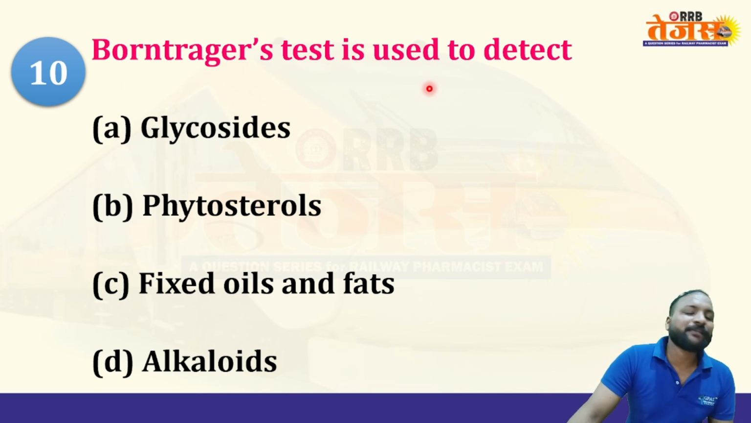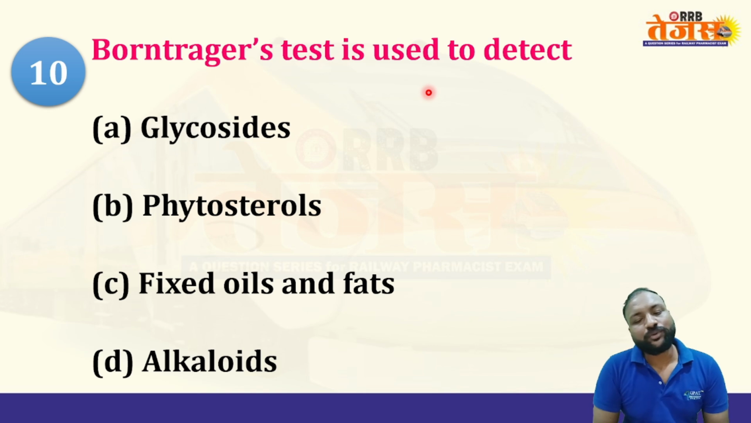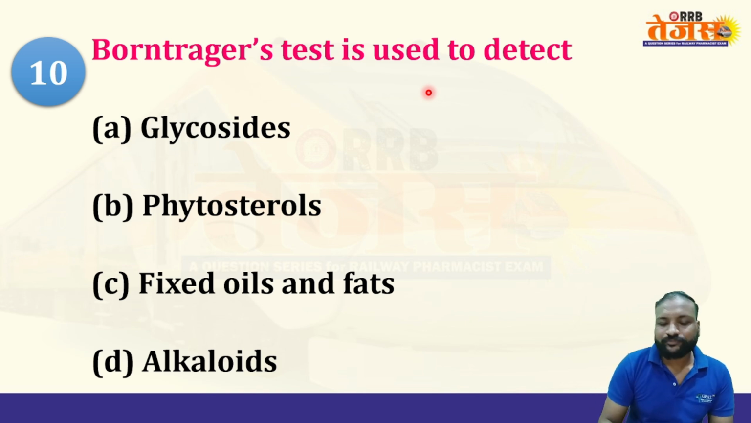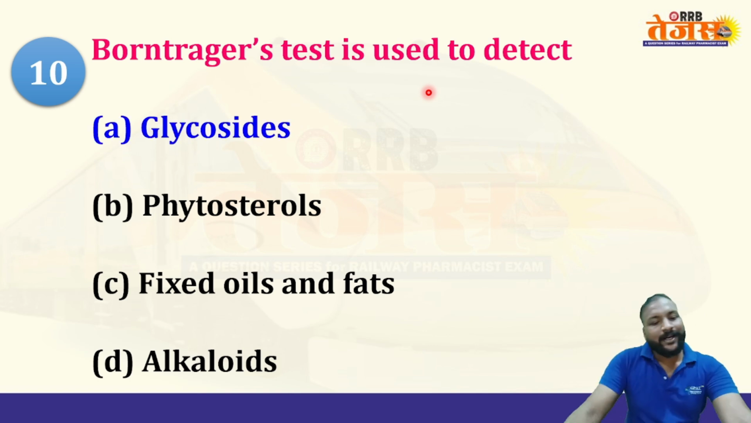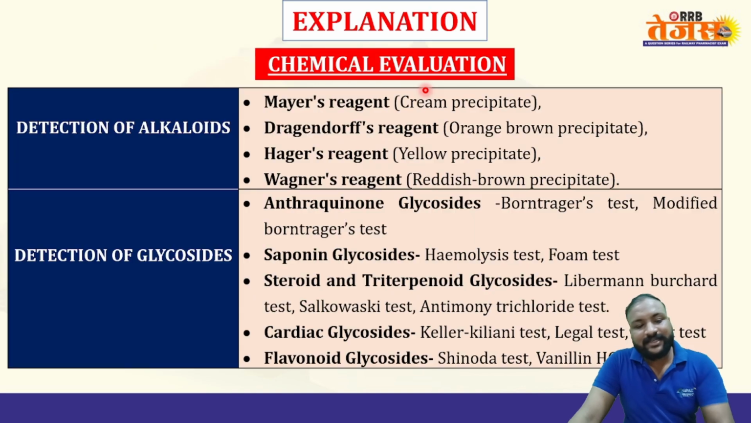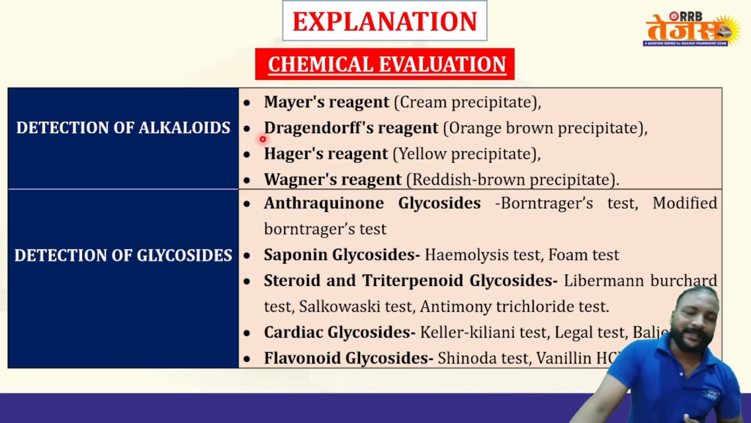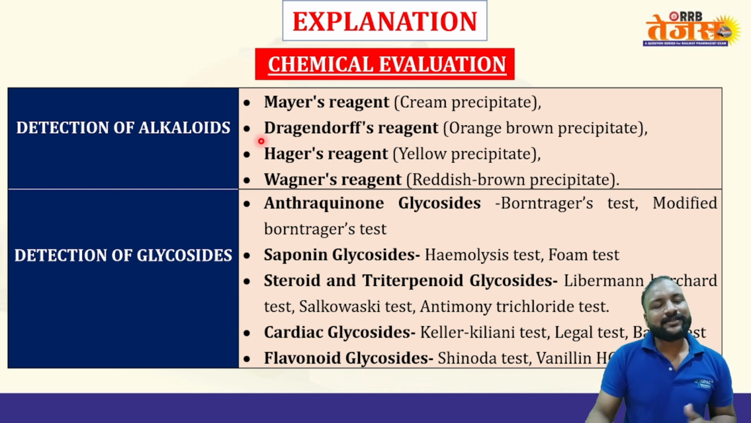Okay, so tell me, Borntrager's test is used to detect which of the following? So let us have the right answer. Undoubtedly, glycosides is the right answer here. For detection of secondary metabolites, there are several confirmatory tests for each. So we'll see what the tests for alkaloids and what the tests for glycosides are.